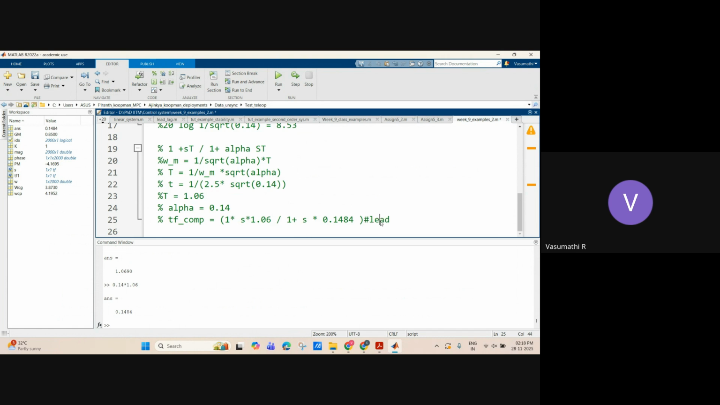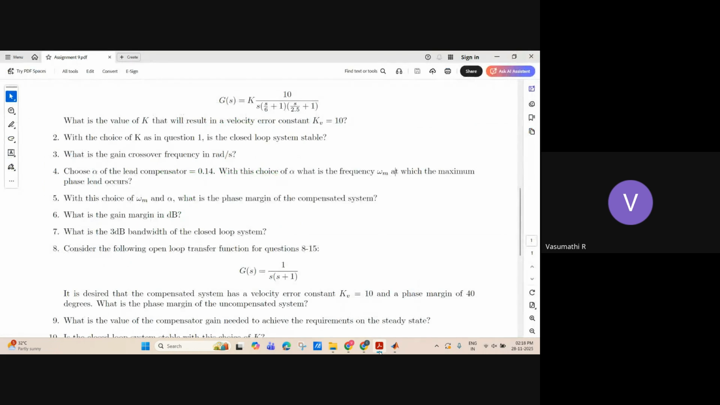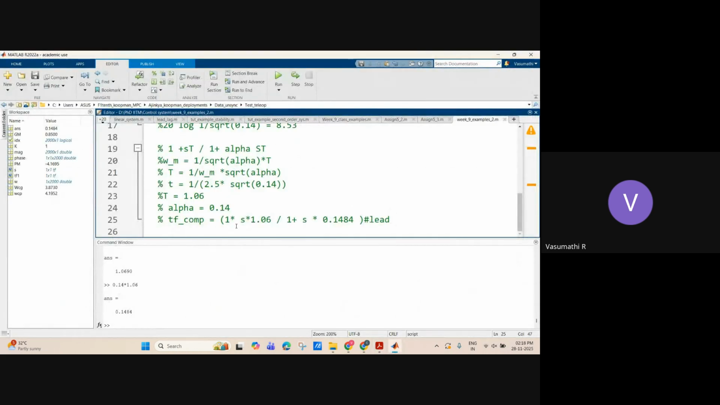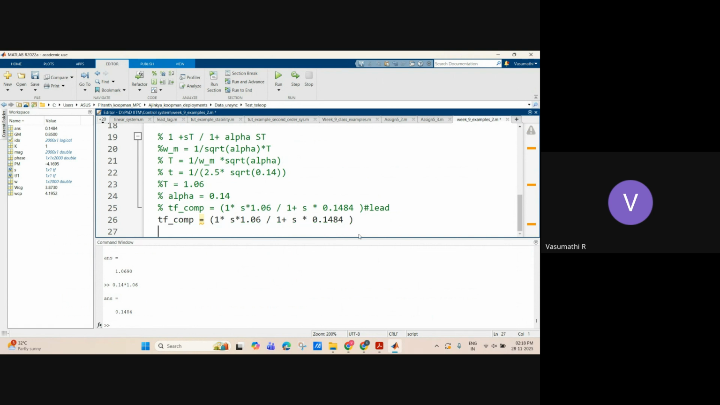Okay. Lead compensator transfer function we have designed. Then what are they asking? Phase margin. So now we just have to write this transfer function as T compensator, right? And we know the overall.